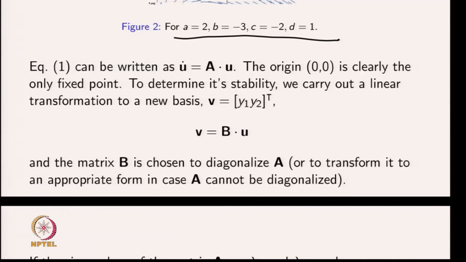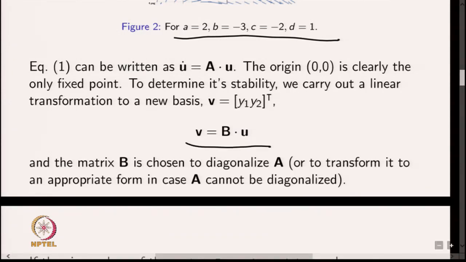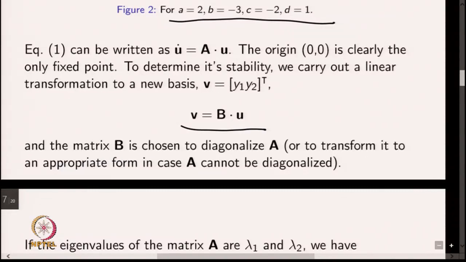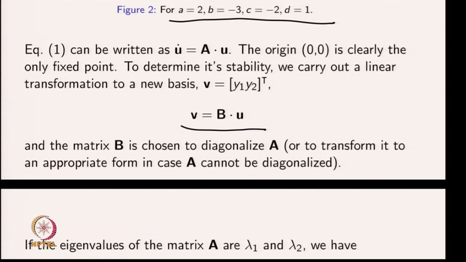First, let us carry out a linear transformation to a new basis V, which I will index by the 2 variables y1 and y2. The transformation between u and v is given by this linear transformation over here, the matrix B being chosen to diagonalize A. In case A cannot be diagonalized, B can be chosen to bring A into some standard form.